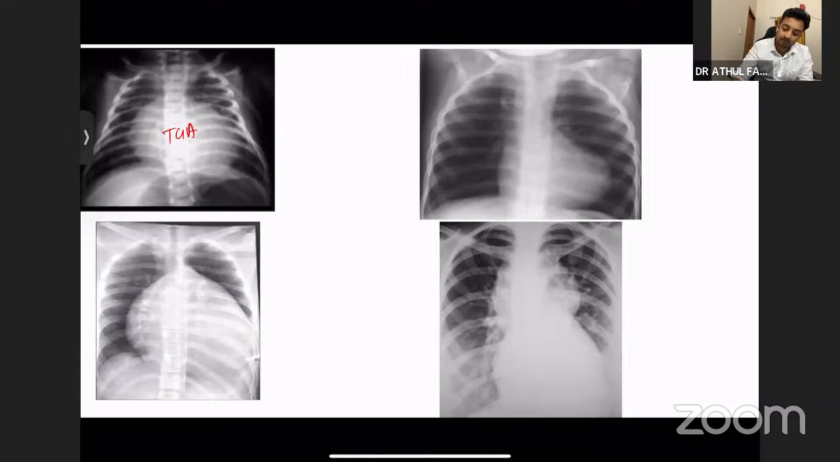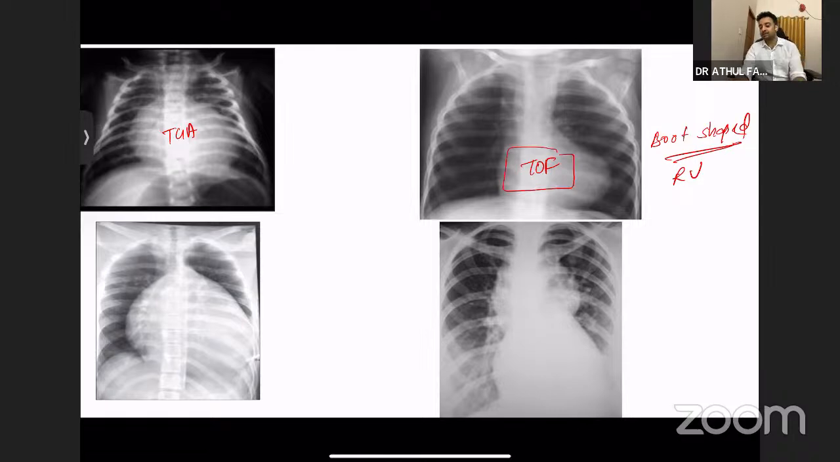Remember about TGA, this appearance. This is the classical boot-shaped heart, coeur en sabot, with right ventricular enlargement, all the things about TOF. Last year they asked about TOF. They gave this x-ray image and they asked about tetralogy of Fallot. But they can ask you about any congenital heart disease, so be very cautious. See all the images before you go.